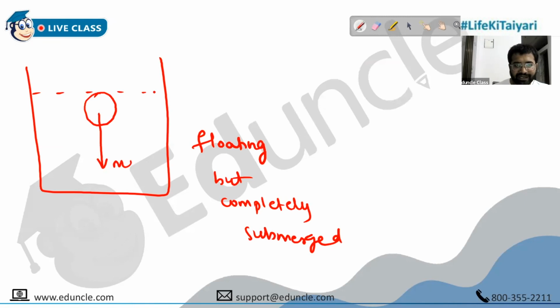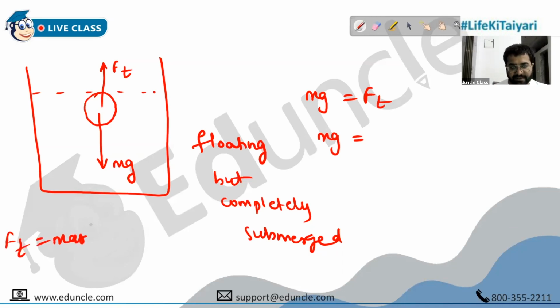We have got weight mg in the downward direction. If it is floating, total downward will be equal to total upward. So mg has to be equal to the upthrust Ft. Okay, so what is upthrust? It is basically the weight of the liquid displaced, not mass. Mass is the wrong word. Weight of the liquid displaced.